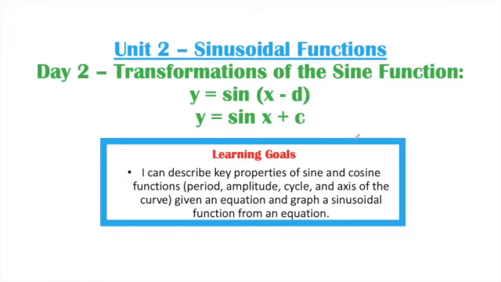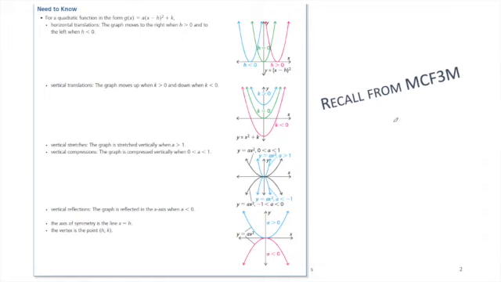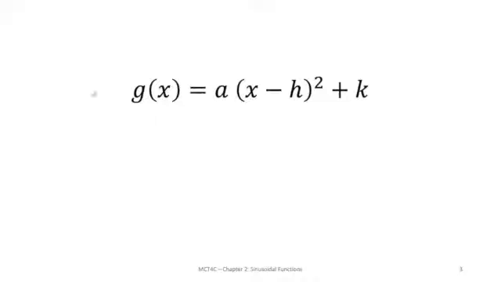Okay, so if you remember from your grade 11 math course, there's a whole bunch of things that we did to our quadratic function, which was our parabola. So we moved our graph horizontally, we moved it vertically, we stretched it vertically and compressed it vertically, and then we had vertical reflections. Okay, so if you remember that, here's something that looks a little bit bigger.